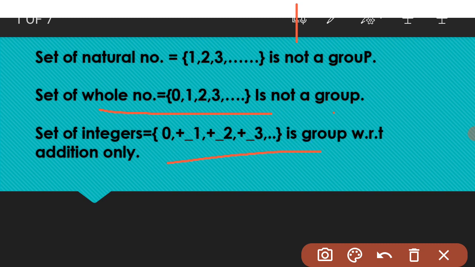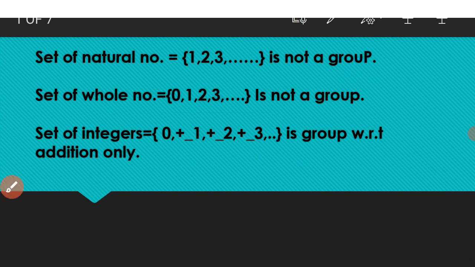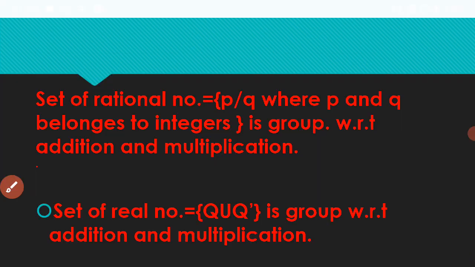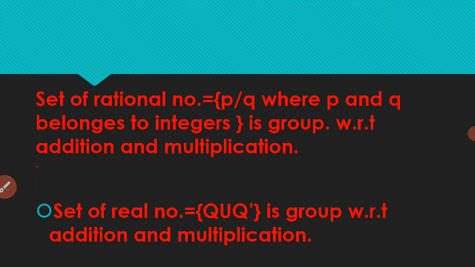The third set was the set of integers. We proved that the set of integers is a group with respect to addition but not with respect to multiplication, because multiplicative inverses are also not present in the set of integers. The next set was the set of rational numbers p by q, where p and q belong to integers. It was a group with respect to addition and with respect to multiplication as well.